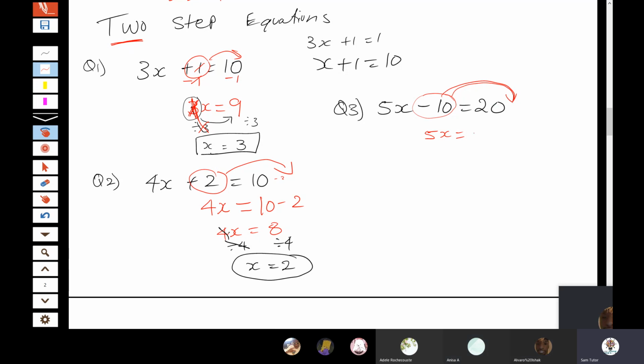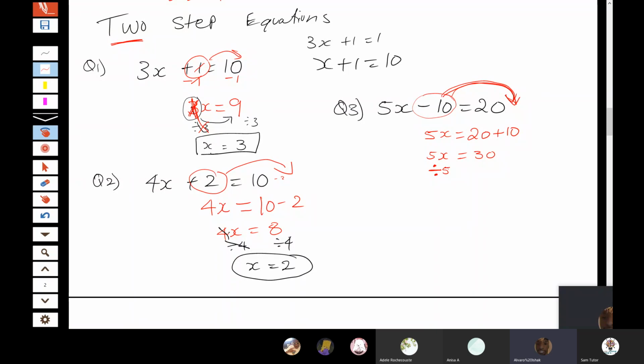Yeah, not done. Come on. 20 plus 10, yeah. Because like opposites, yeah. 30. And then what? So you can see you have to write this. This stuff cannot be done in your head. Go. Yeah. Next line.